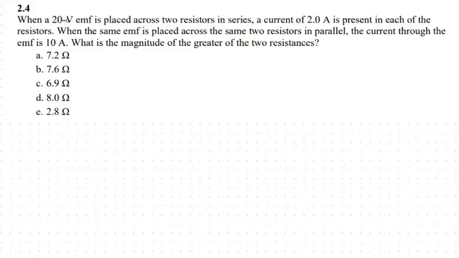Imagine you're given a question like this. The question said, when a 20-volt EMF is placed across two resistors in series, a current of 2 amp is present in each of the resistors. When the same EMF is placed across the same two resistors in parallel, the current through the EMF is 10 amp. What is the magnitude of the greater resistance? What is the magnitude of the greater of the two resistors?